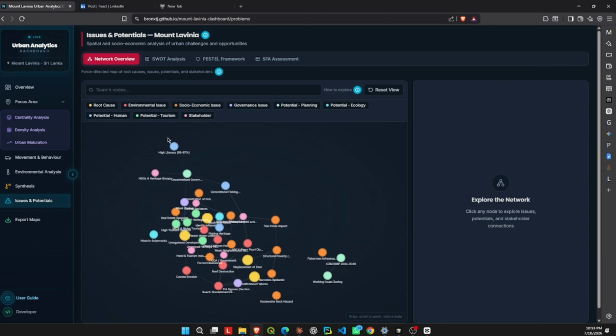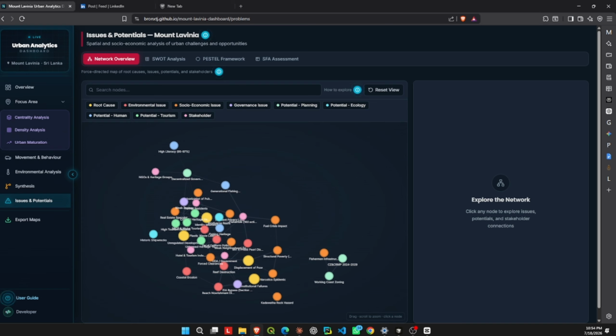So now we move to the last one, issues and potentials, right? This section brings together the real challenges and the opportunities for Mount Lavinia, as well as the community. The earlier tabs give us maps, metrics, and model data. This tab shows what the main problems or issues are, who is affected, what assets exist, and what planners should do, right?